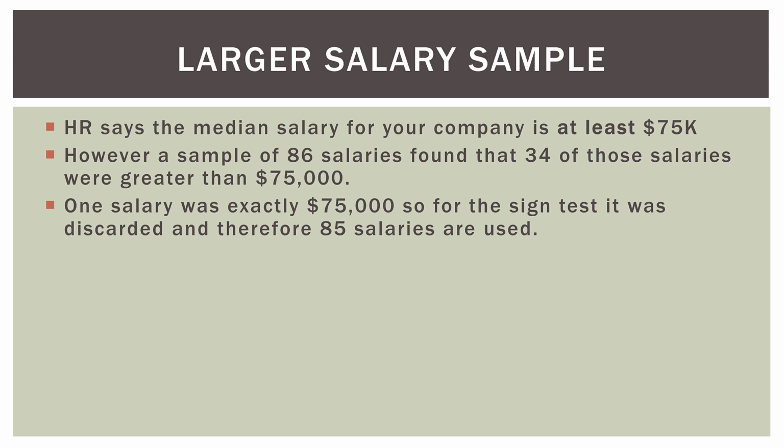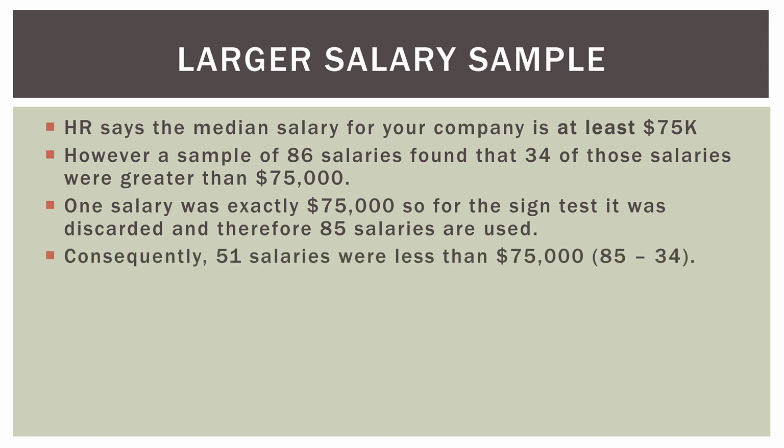So remember, for the sign test, we discard that salary because we can't assign a plus or minus, since it's not above or below our hypothesized median. It's actually on the median. Therefore, we throw it out and use one less. So our sample size after throwing that salary out is 85 salaries. And consequently, 51 salaries were less than $75,000. That's our 85 total minus the 34 that were greater than 75,000.